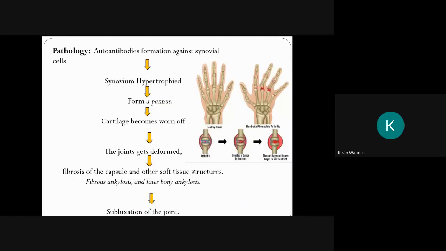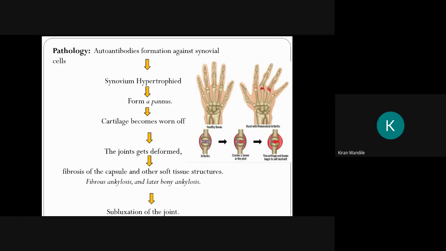Now coming to the pathology of rheumatoid arthritis. What actually happens in rheumatoid arthritis? So there are autoantibodies formation against the synovial cells. So what happens in the initial stage? The synovium gets edematous, filled with fibrin exudates, and there is a cellular infiltrate. And in this hypertrophied synovium, there is accumulation of synovial fluid along with hypertrophy of the synovium, and then it forms a pannus.